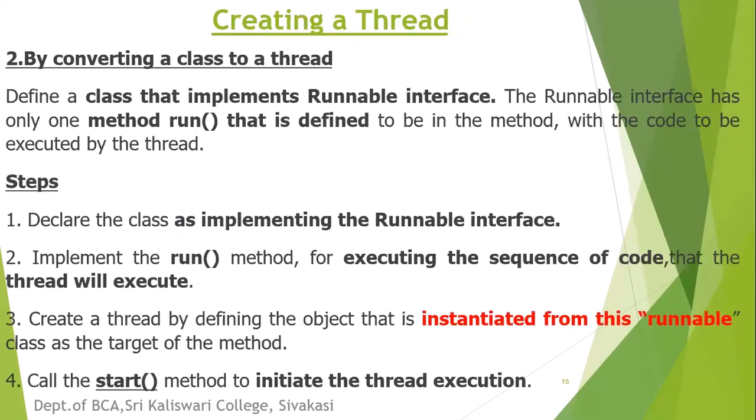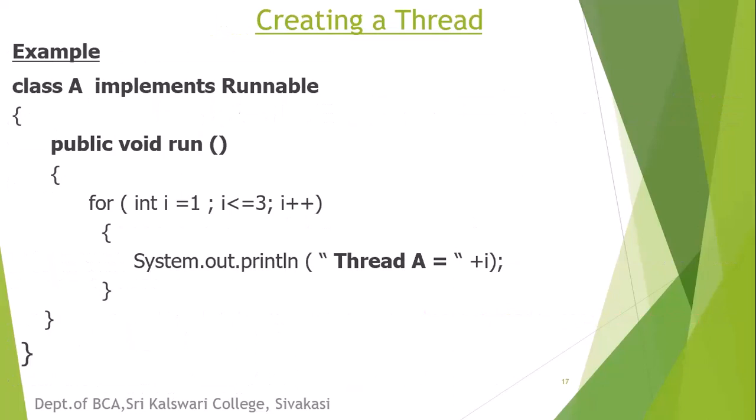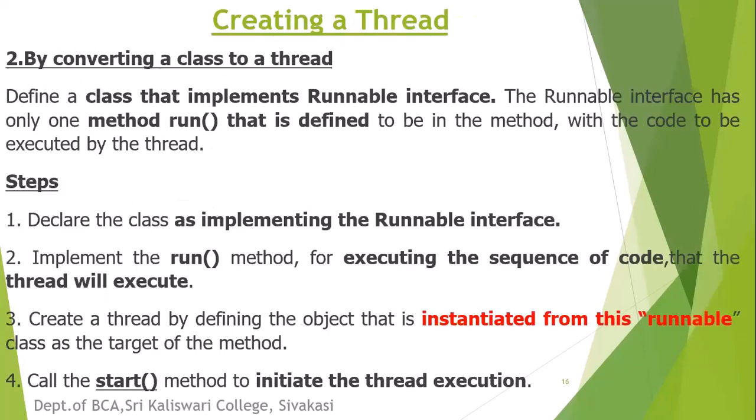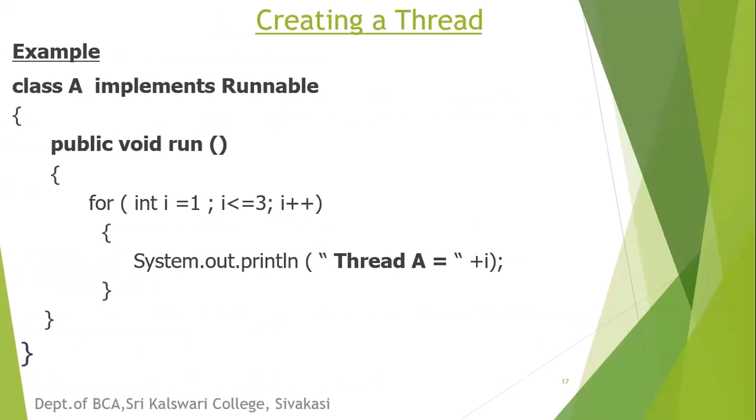Next, converting a class to a thread means implementing the interface. What are the steps there? First, we use implements Runnable. Declare the class. You see here class A, which declares the implements Runnable interface. Next, implement the run method. It contains the run method, and within the run method is the set of statements we want to execute.